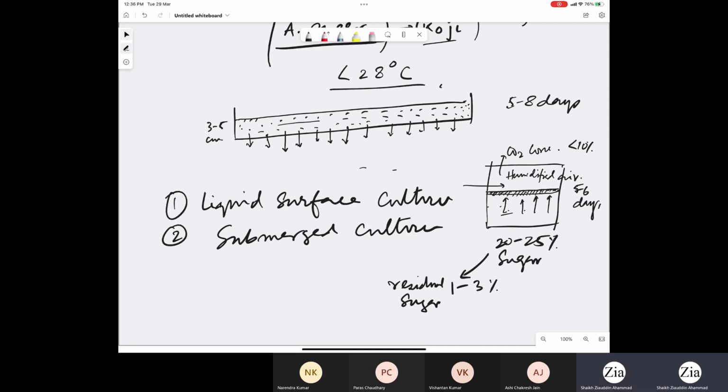And at this end of the fermentation, residual sugar concentration will get reduced, but also this liquid will have a lot of citric acid then. So in due course of time, if you plot these two things, sugar and citric acid, citric acid concentration will increase and sugar concentration will decrease.